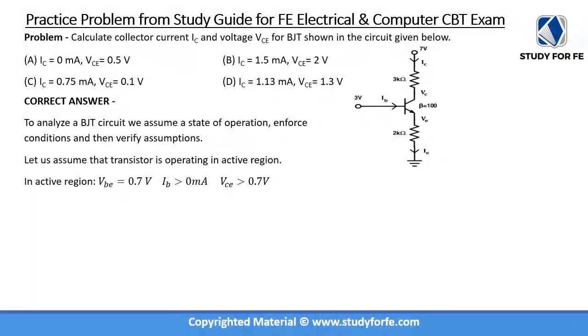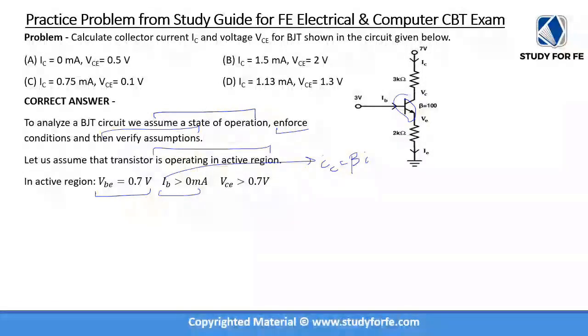Step number 1 is always to assume a state of operation, enforce the conditions, and then verify the assumptions. So let us assume that the transistor is operating in the active region. In the active region, we have VBE equal to 0.7 volts, as I mentioned. So this is forward biased, and IB will be greater than 0, so the current is positive. Similarly, if IB is greater than 0, then IC is related to IB by beta, and IC and IE are related by alpha.